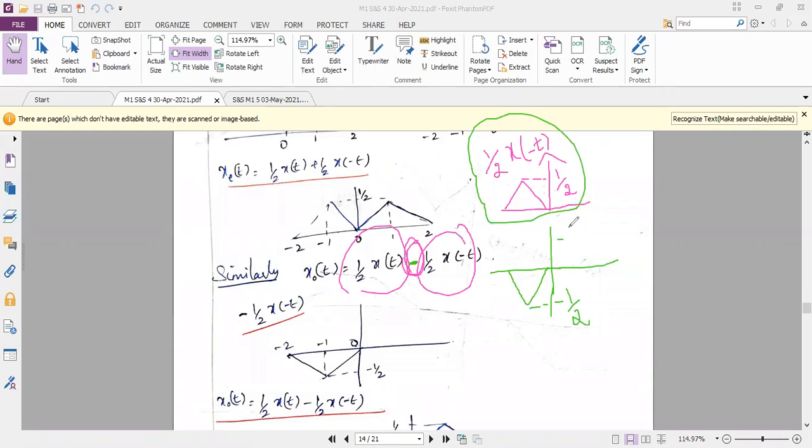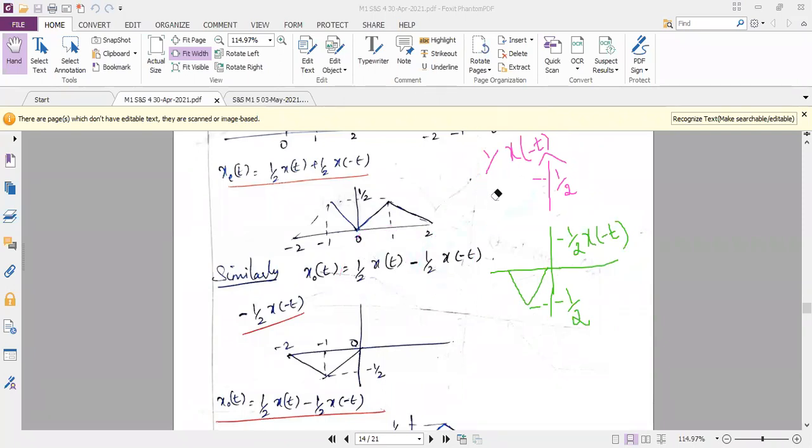So it is now minus of 1 by 2 into x of minus t. Am I right? 1 by 2 x of minus t. I hope it is easy for you to understand how to draw minus 1 by 2 x of minus t.